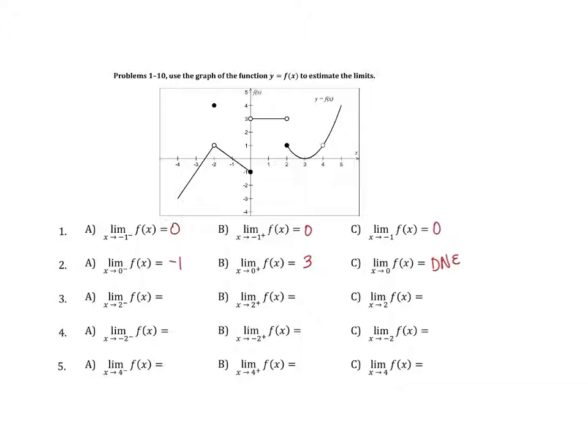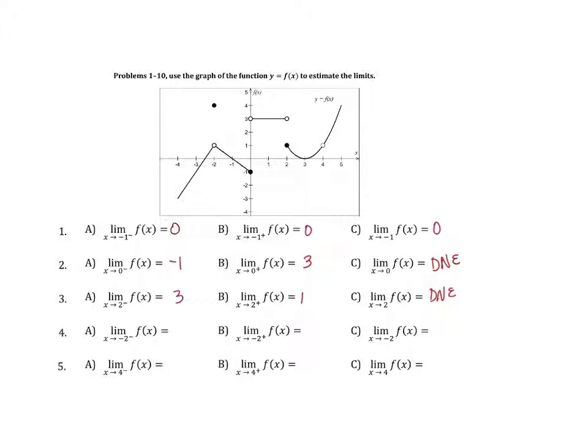Looking at the next part, we have the limit as x approaches 2 from the left. That looks like that's going to be 3. The limit as x approaches 2 from the right, that's going to be 1, and therefore again our limit does not exist because the left and right limits did not match.